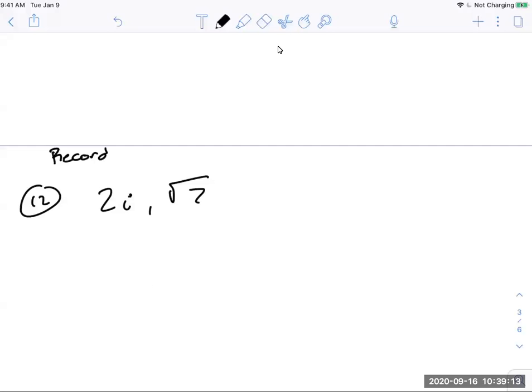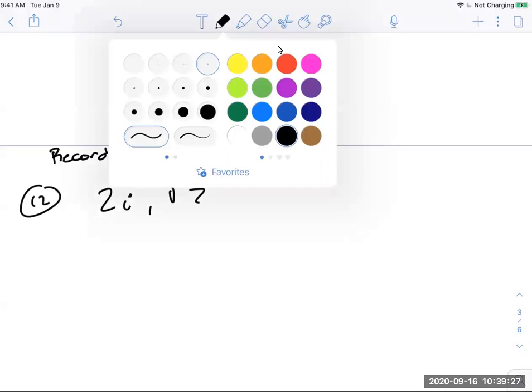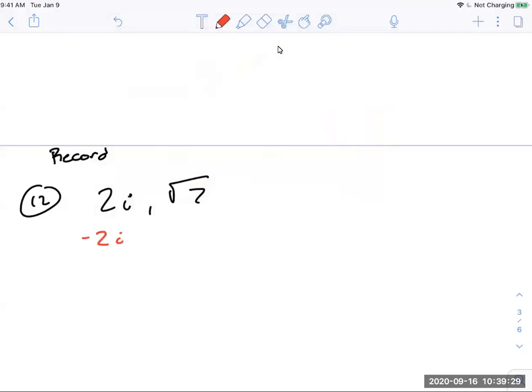All right. I have a 2i and a radical 7 given to me. What does that mean that I'm missing? You're missing the negative 2i and the negative square root 7. Thank you. I was this close to saying good and just moving on.